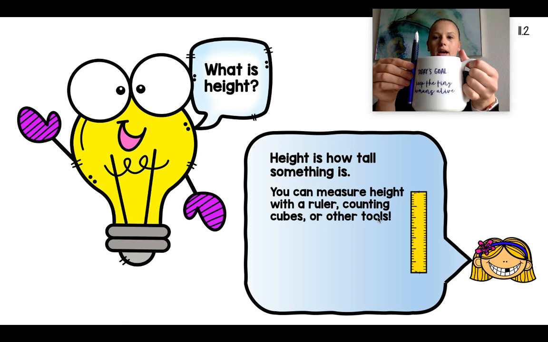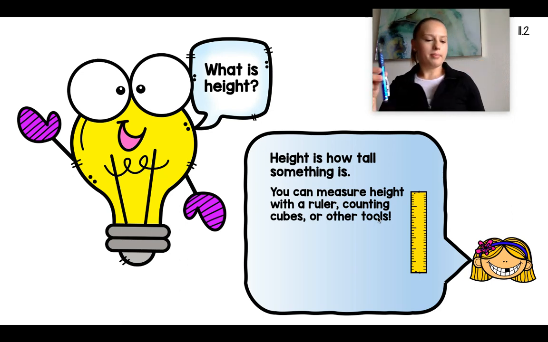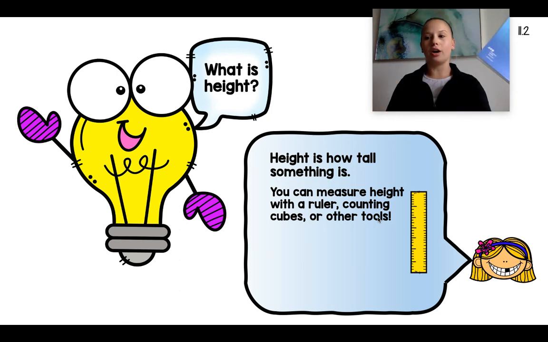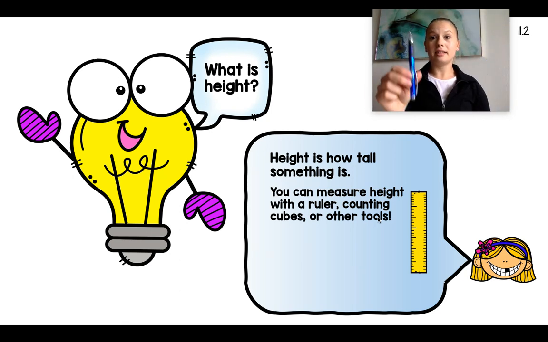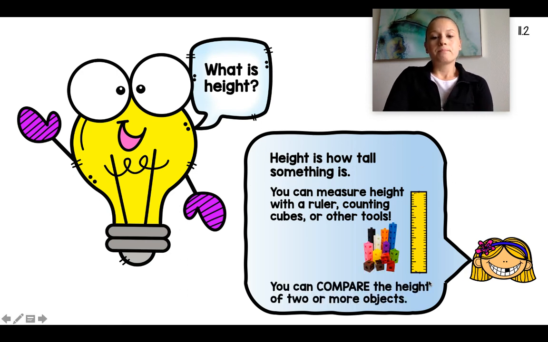If I line it up, well, the cup is not as tall as the pen, right? Well, let's see if I compare that height with my book height. Oh, the book is way taller than the cup and taller than the pen. So my measuring tool was the pen. I used it for both, right? But you can use cubes, you can use a ruler like this, and you can compare the height of two or more objects, just like I showed you with my mug and my book.